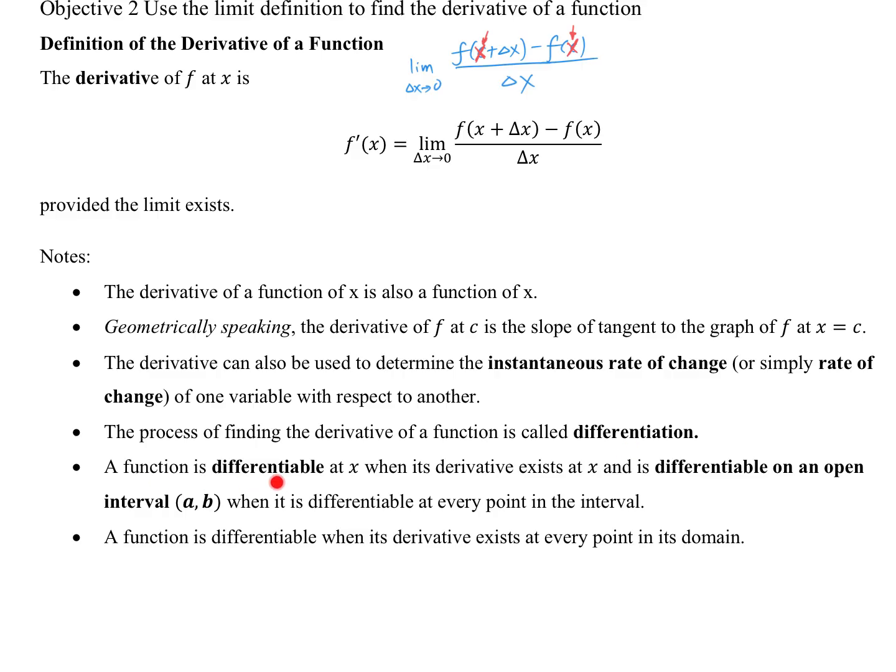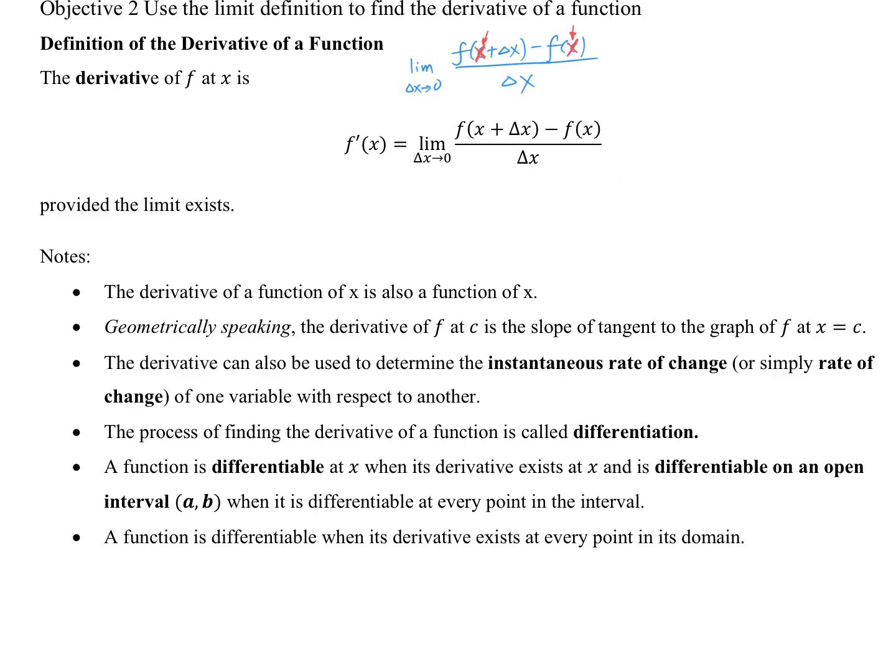A function is differentiable at x when this derivative exists at x. And it is differentiable on interval (a, b) when it is differentiable at every single point inside this interval. A function is differentiable when its derivative exists at every point in its domain. So these are some important points about the derivative.